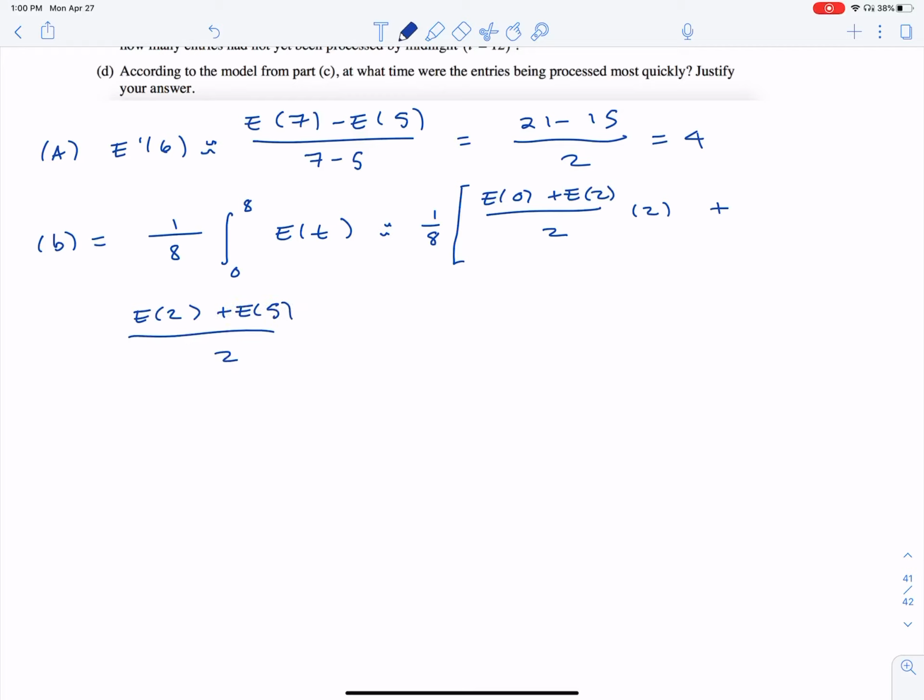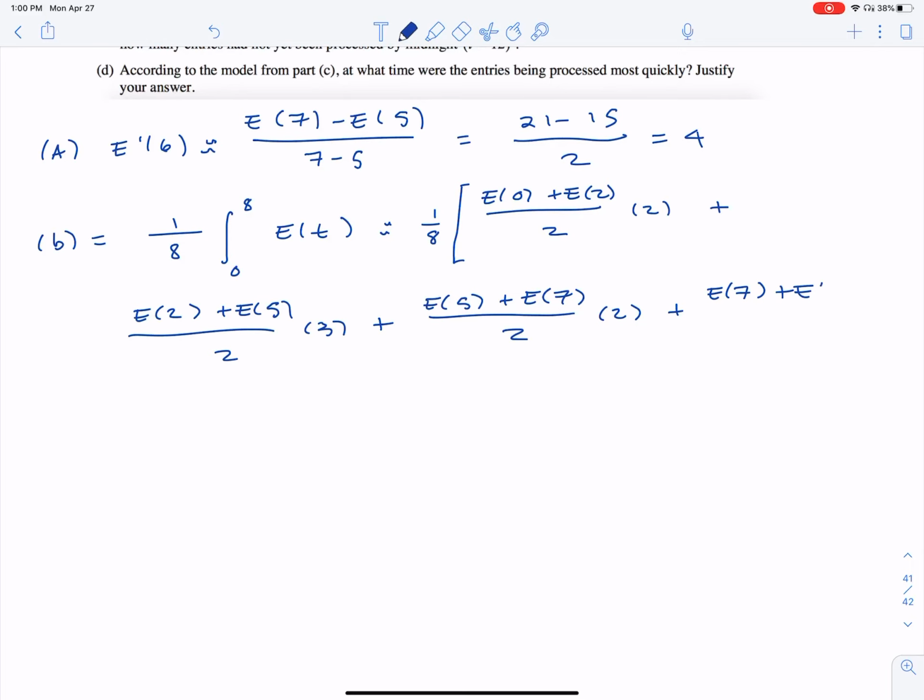I'm going to take the average of those, and then 5 minus 2 is 3, plus, let's go with E of 5 to E of 7. Yep, E of 7. Take the average of those two. 7 minus 5 is 2. And then finally, E of 7 plus E of 8. Divide by 2. 8 minus 7 is 1. From here on out, we are just calculating values.